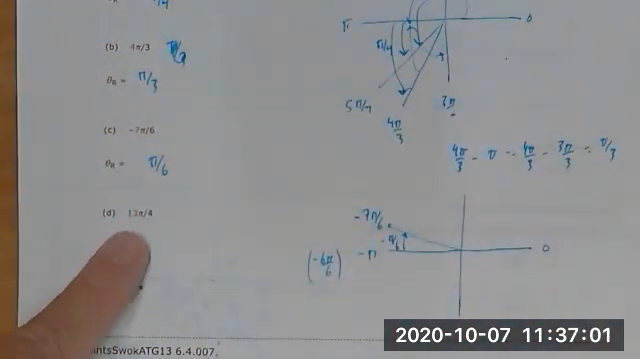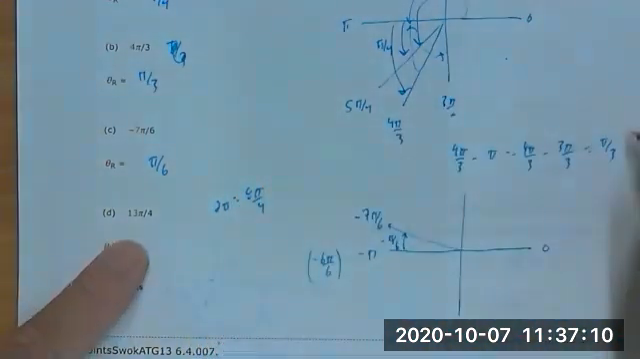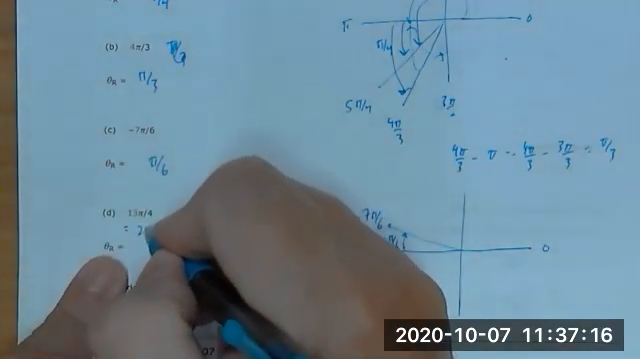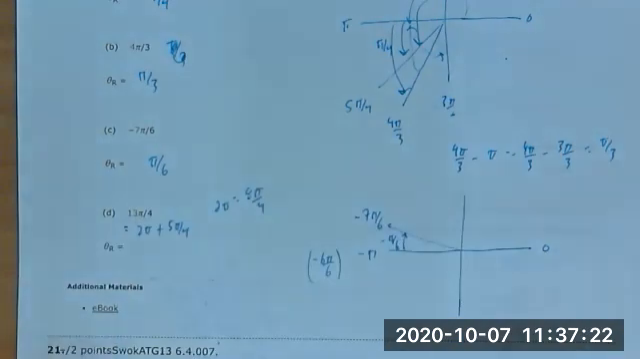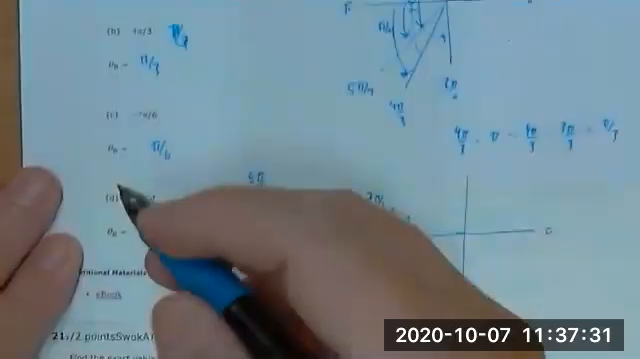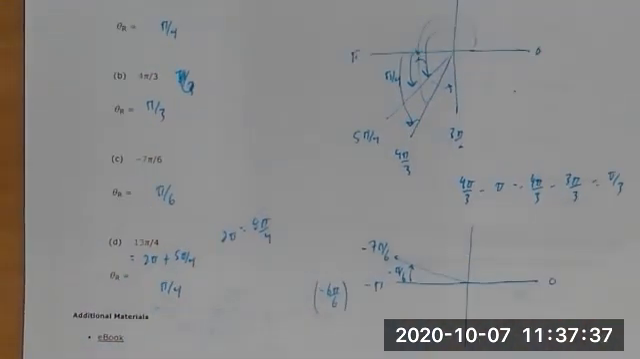13 pi over 4. So here's one where we actually go around the unit circle, because 2 pi equals 8 pi over 4. So 13 pi over 4 is really 2 pi plus 5 pi over 4. So 13 pi over 4 is really the same as 5 pi over 4. We actually just did 5 pi over 4. In fact, up here, I don't have to do it again. It's pi over 4. All right, let me check these again. Pi over 4, pi over 3, pi over 6, pi over 4.